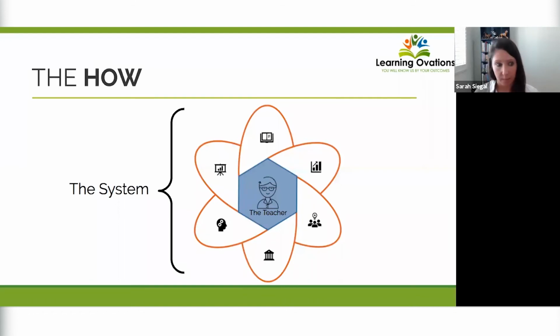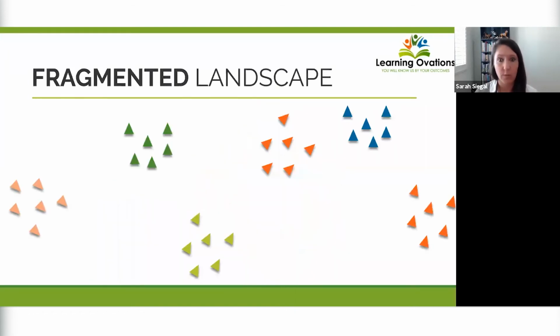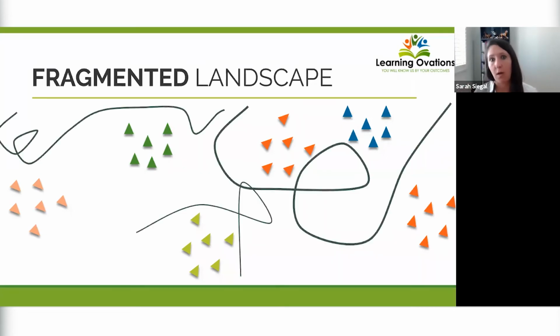So what does that look like? First we have a fragmented landscape in the current educational setting. So many teachers have told us, I have assessments over here, they're not connected to my curriculum at all, I have all of these different initiatives, it seems like nothing is moving together, and it also means that it's really hard to get aligned.